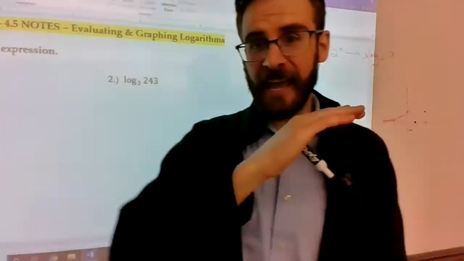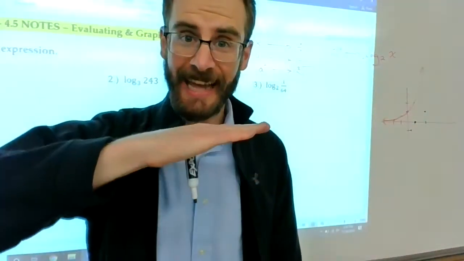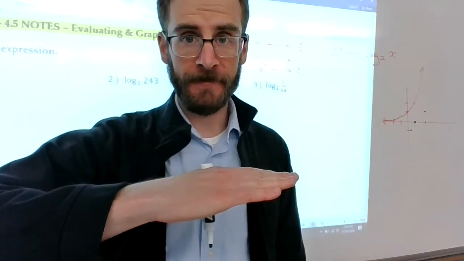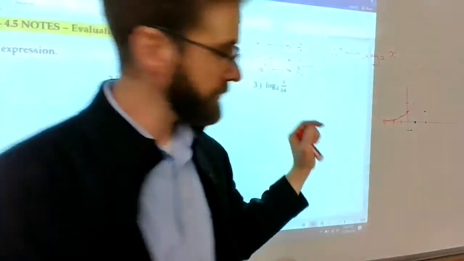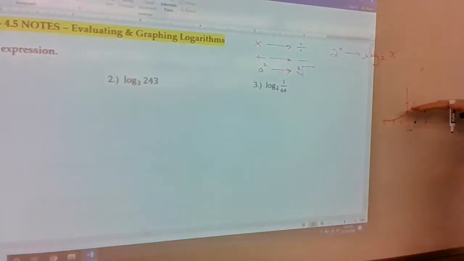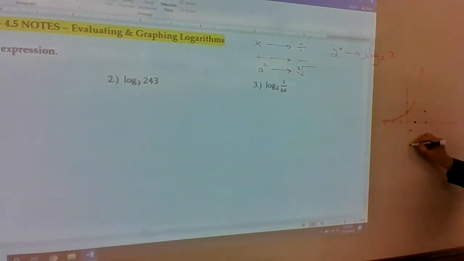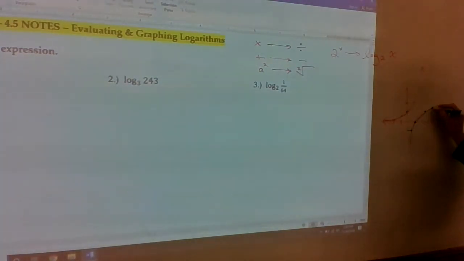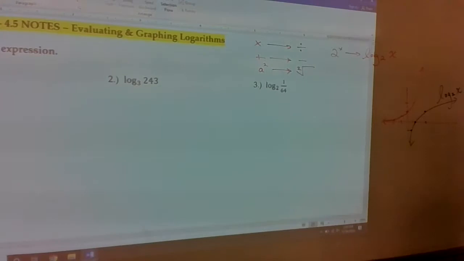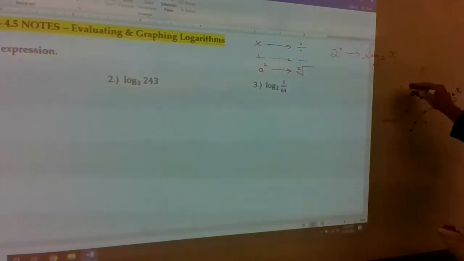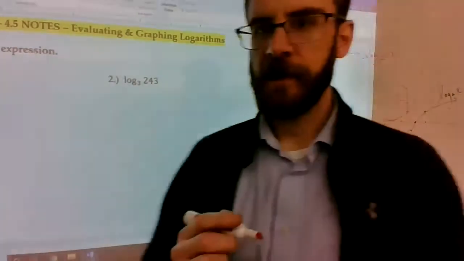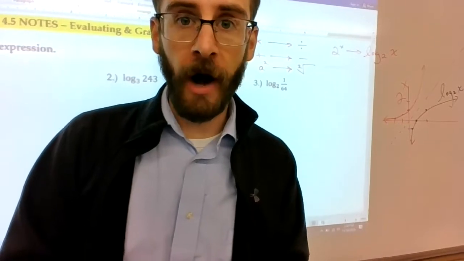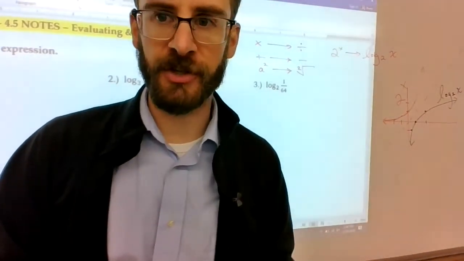And if there is a horizontal asymptote at the x-axis for 2 to the x, you're going to have a vertical asymptote at the y-axis. This never goes below the x-axis. This never goes left of the y-axis. So this is the log base 2 of x graph. And this is 2 to the x power. They're basically symmetrical over the line y equals x, and they act as inverse operations to one another.